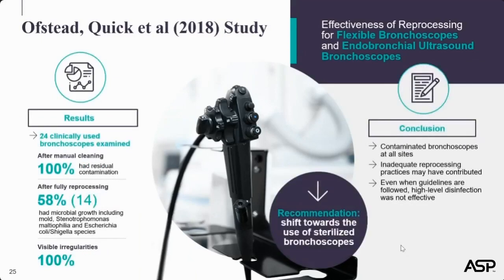So what were the results? Well, quite frankly, the results were startling. 100% of the scopes had residual contamination after cleaning. Microbial growth was found in 14 or 58% of fully reprocessed bronchoscopes. Irregularities such as retained fluid, brown, red, or oily residue, scratches, damaged insertion tubes, distal ends, and debris in channels were found. In addition, the study found substandard reprocessing at two of the three sites they visited.